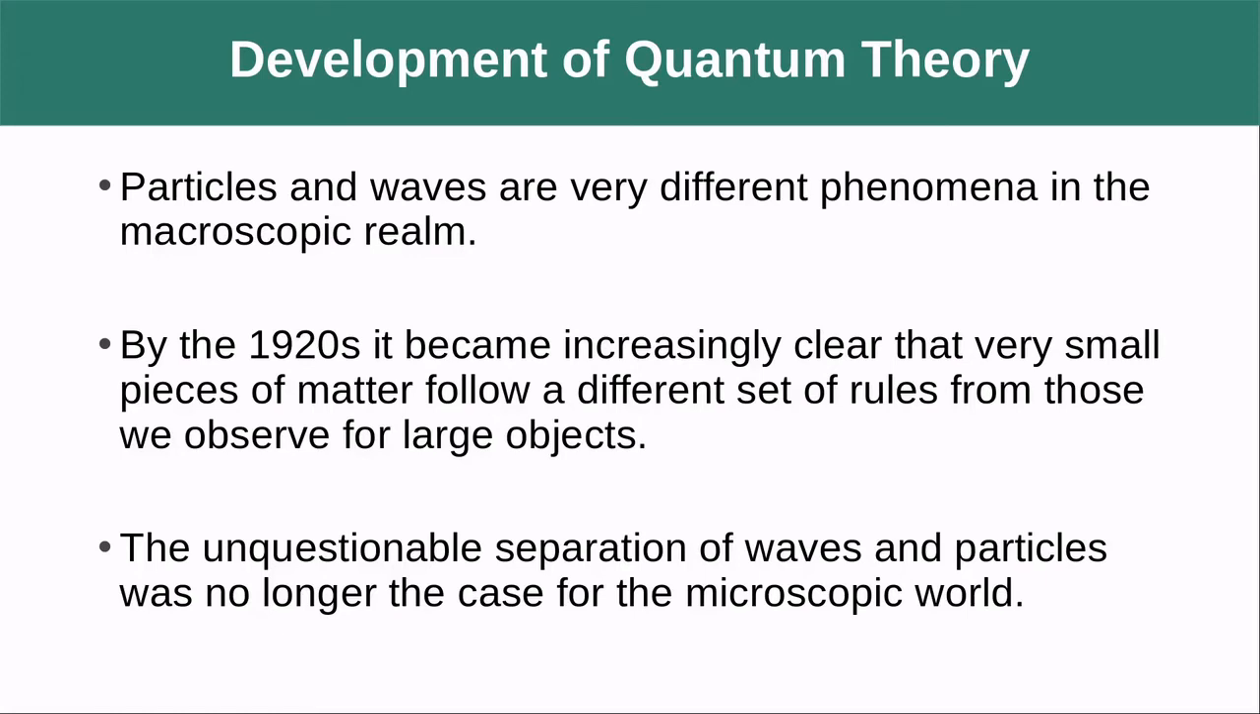So, in the development of quantum theory, particles and waves are very different phenomena in the macroscopic realm, but they start to become almost the same thing in the quantum realm. This became clear in the 1920s: that small pieces of matter follow a different set of rules than what we observe in the macroscopic world, and that the separation between waves and particles starts to break down when we get really small.